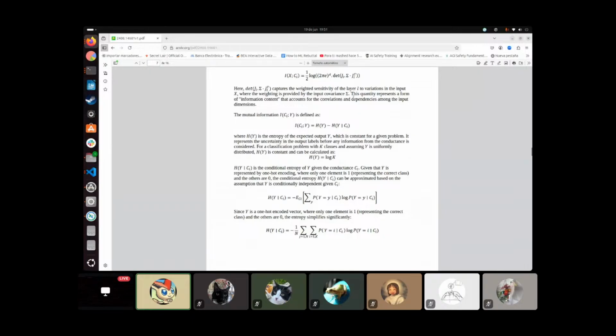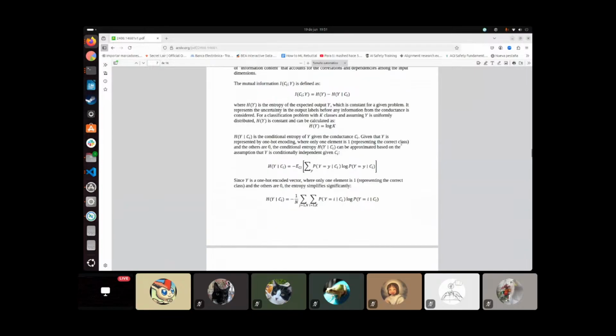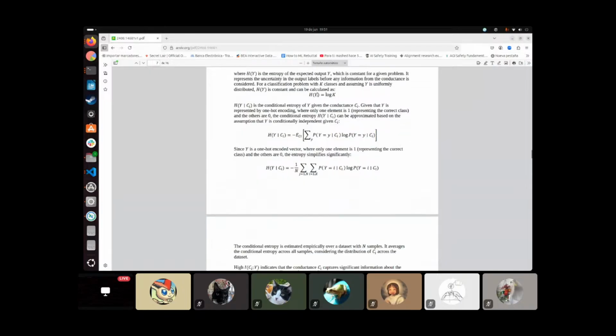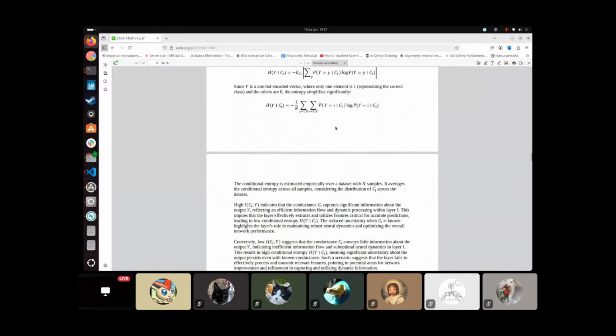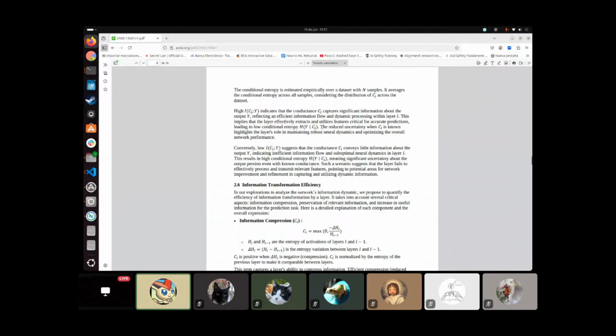On the input dimension, correlations and dependencies among the input dimensions. Y is the output, which is a constant for a given problem. It represents the centrality in the output layers for an information consideration. Yeah, I don't know.